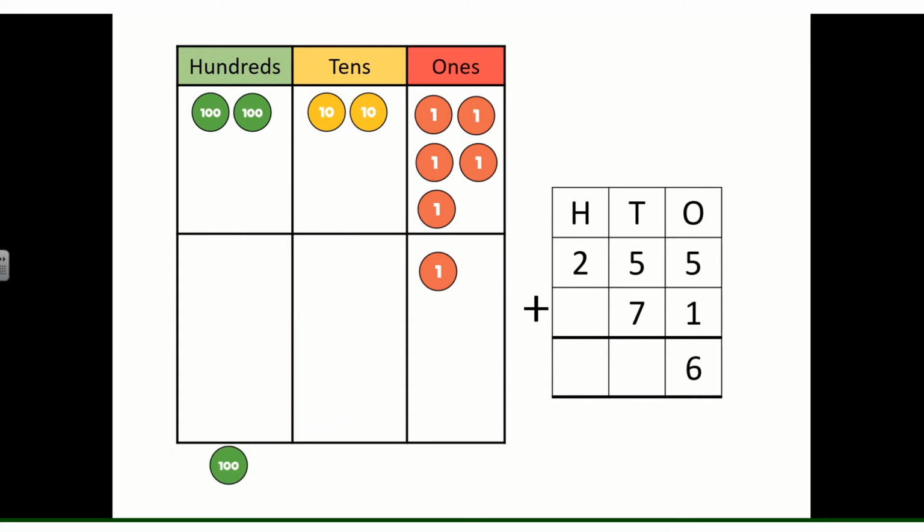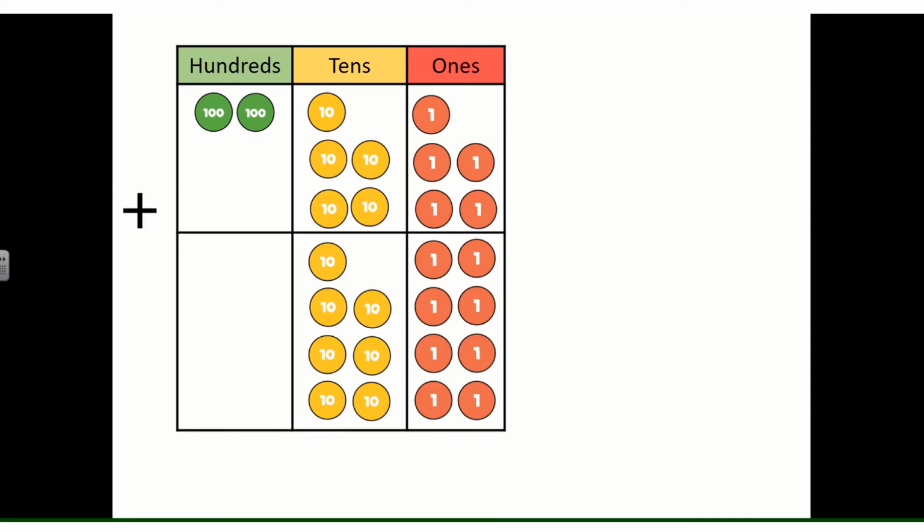I represent the 100 that I've exchanged into my hundreds column underneath the hundreds. Now I have 2 tens left in the tens column, and in my hundreds column I have 2 plus my 100 there, 300. 326. Let's have a look at this one.